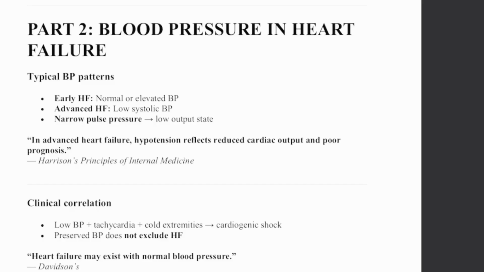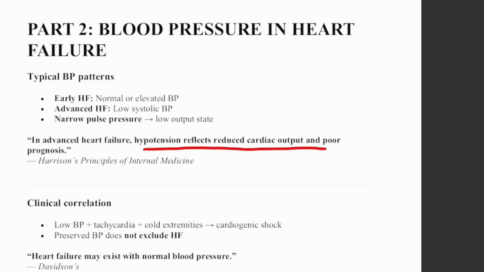Okay, now we look into blood pressure in various heart diseases. So what is the typical blood pressure pattern in heart failure? In heart failure, usually the BP is normal in the early stages, or when the sympathetic activation is there, the BP can be a little elevated. In advanced heart failure, the systolic BP comes down, and the pulse pressure becomes narrow. So this is another thing you should remember, that in advanced heart failure, hypotension reflects reduced cardiac output and it is a poor prognostic sign.